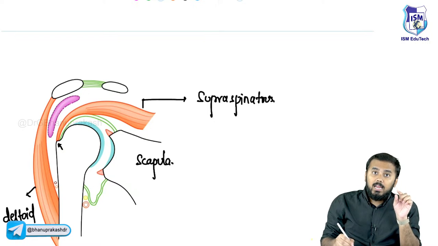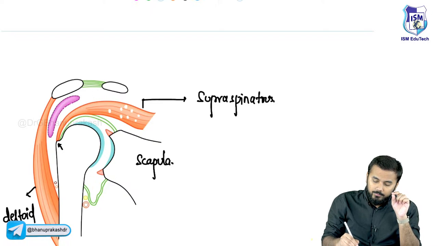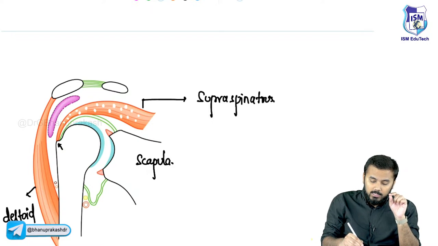You see, there are calcium deposits that will happen here. Calcium gets deposited within the muscles like this. Which muscle? Supraspinatus. Supraspinatus kyun? Kyunki wahi most commonly injured hai na. See, calcium gets deposited over here.